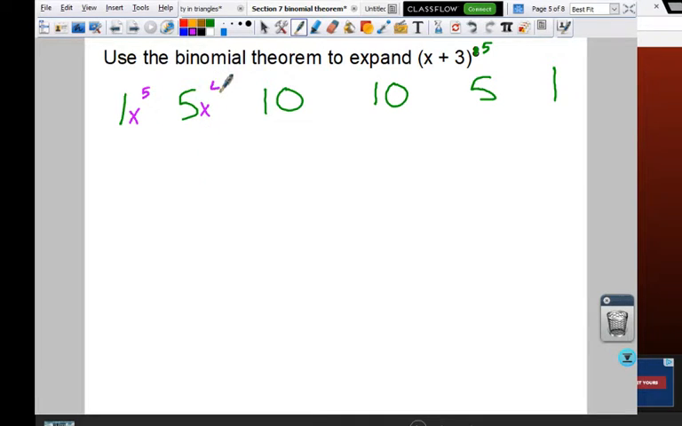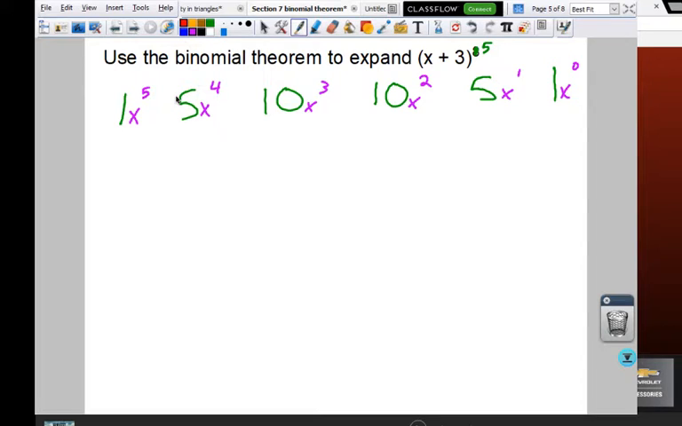Okay, on this one right here, I'm going to have x to the what power? 4. On this 10 right here, what am I going to have my x to the what? 3. What about on this 10? X to the what? And on this 5? And then on this 1, I skipped 0. X to the 0. Okay?